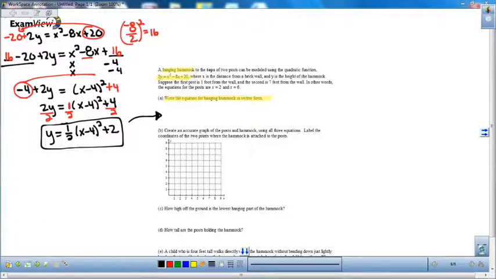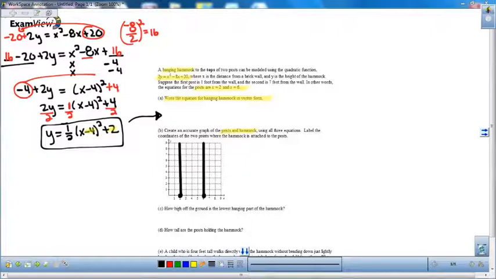Part B says create an accurate graph of the post and the hammock. So if you notice that you have the post equations are x equals 6 and x equals 2. So those are actually vertical lines, one at 2 and one at 6. So those are my posts, x equals 2 and x equals 6. So then I'm going to graph my parabola.